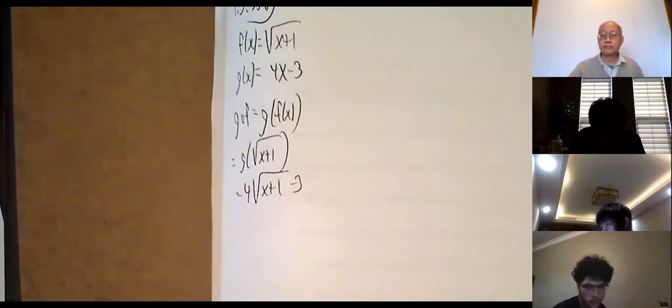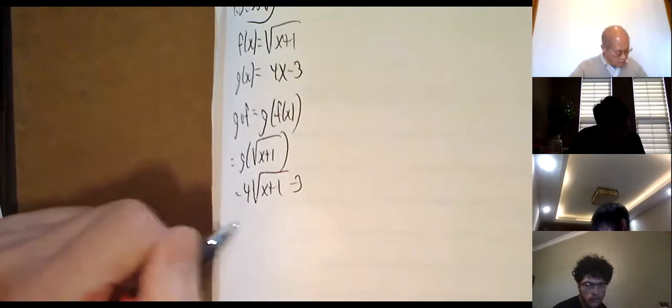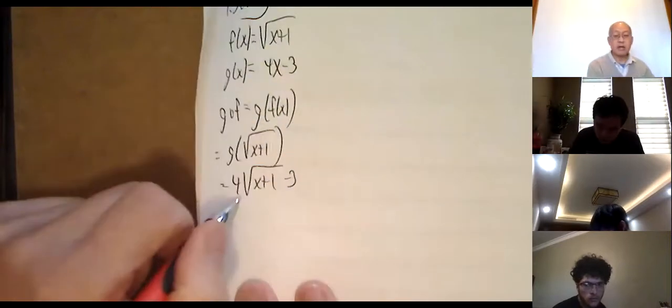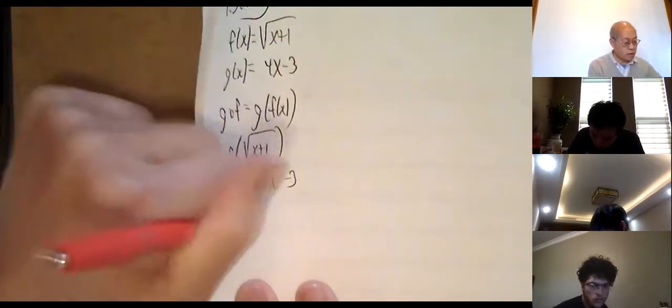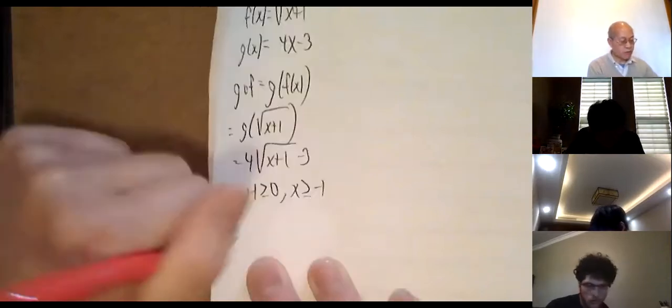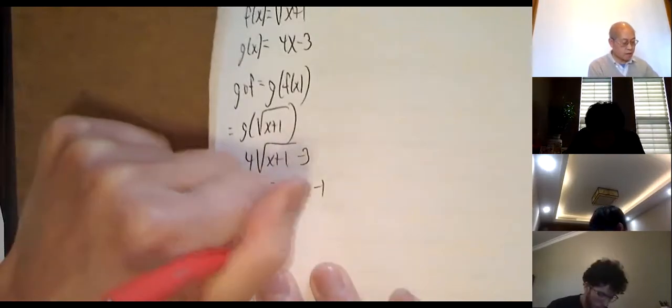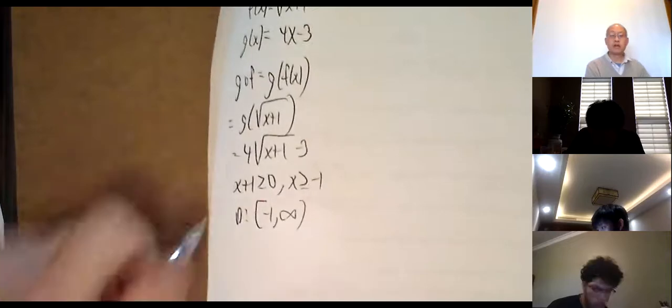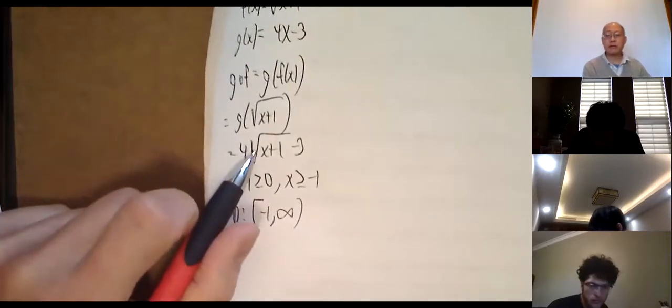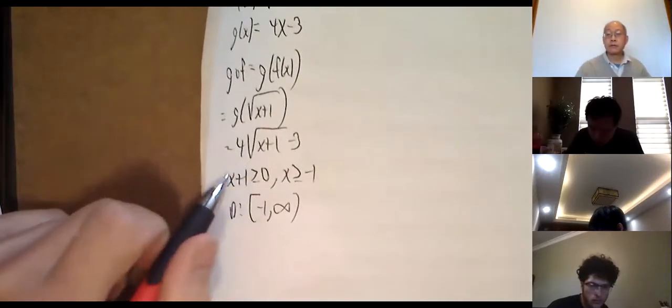Did it ask for the domain? Yeah, domain for this one, x plus 1 has to be greater than or equal to 0. So x greater than or equal to negative 1. So the domain is negative 1 to infinity. It's a square root. Square roots have to be greater than or equal to 0.